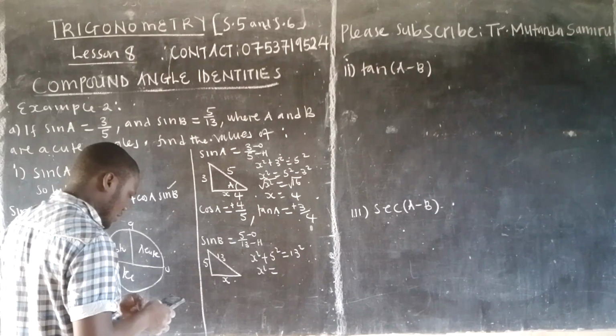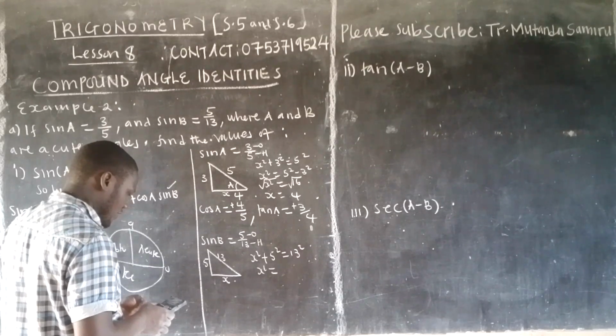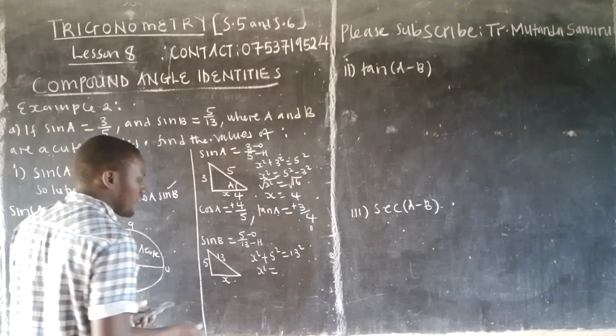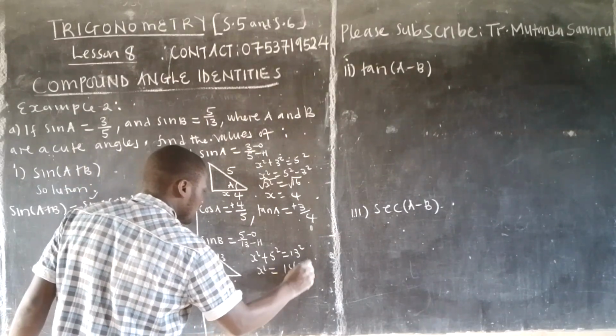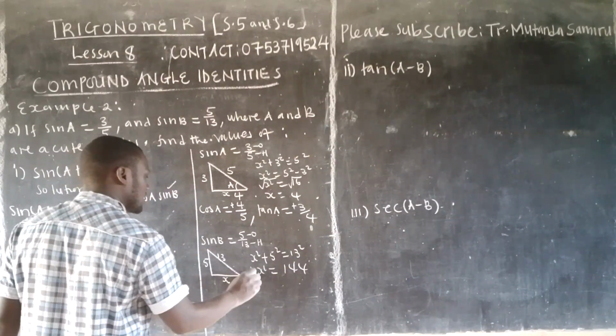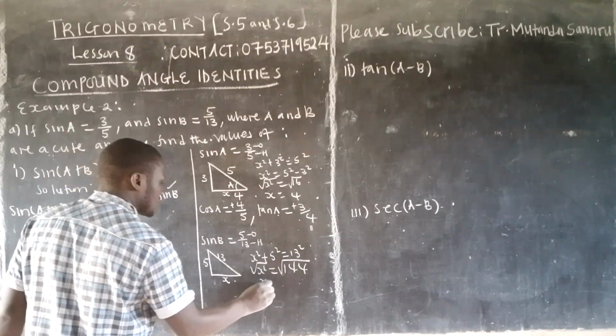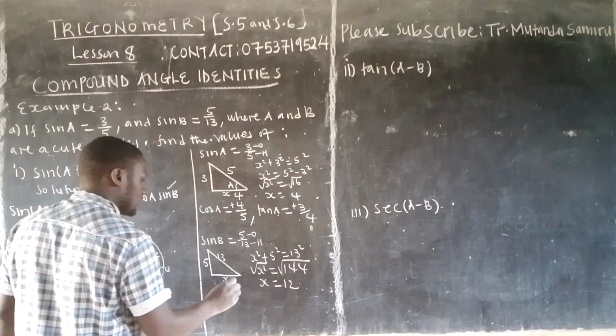13 squared minus 5 squared will be 144. Now that 144 means we take the square root on both sides. So this will give us that x is equal to 12. So here we have 12.